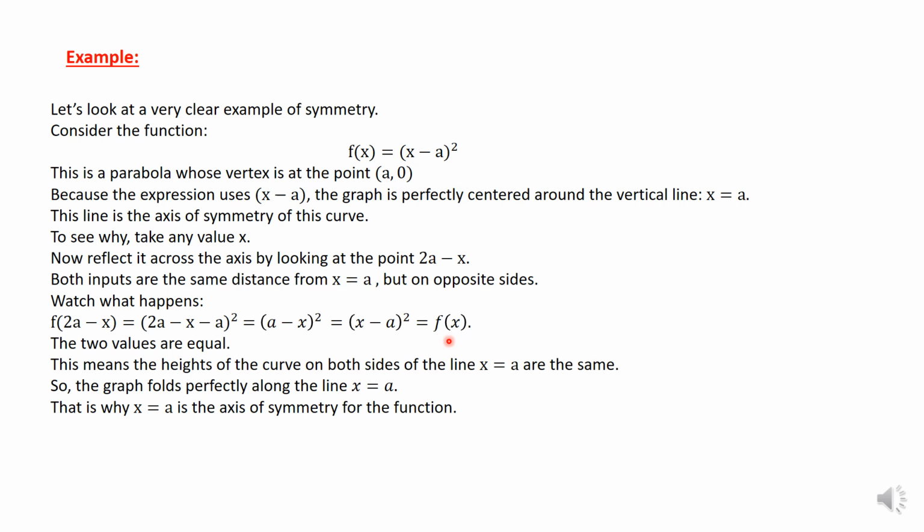What does this mean? It means that the heights of the curve on both sides of the line x = a are the same. So the graph folds perfectly along the line x = a. That is why x = a is the axis of symmetry for the function.